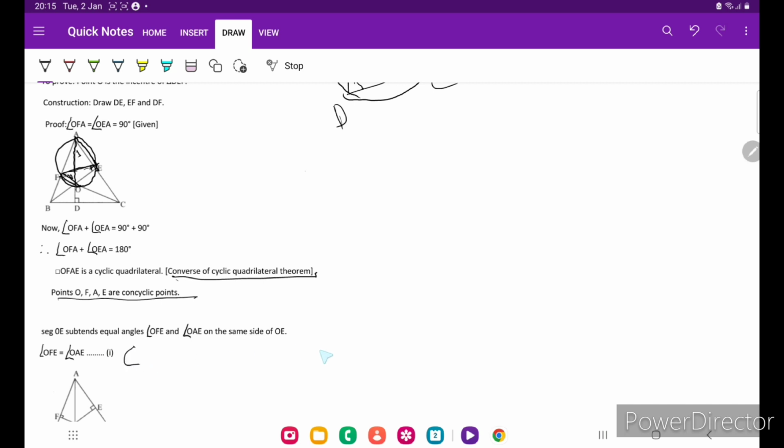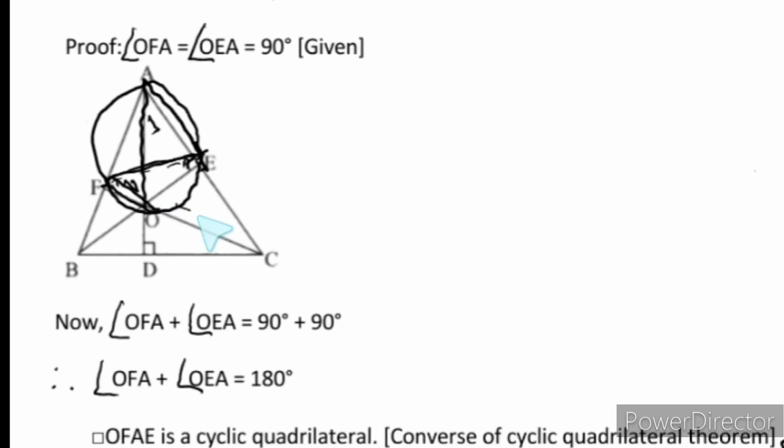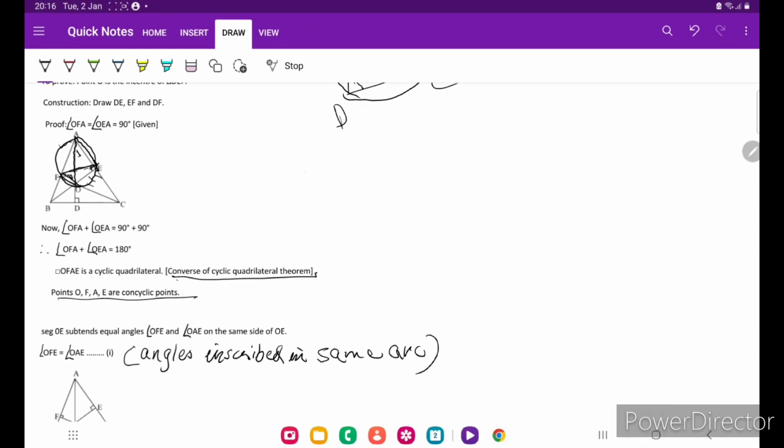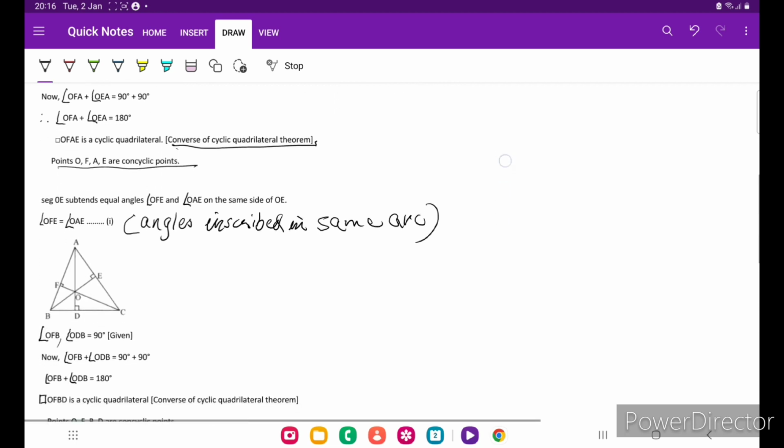What is the reason I'll put here? Angles inscribed in the same arc. This is the intercepted arc and this is the inscribed arc. Okay, so this is the first part we have done. Now moving on to the next part.